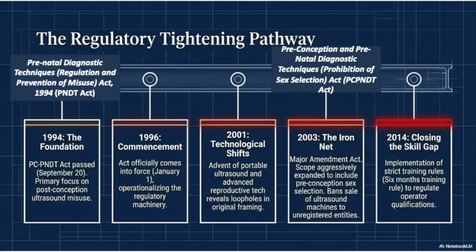The law's history shows a steady tightening of regulation. It began in 1994 as the Prenatal Diagnostic Techniques Regulation and Prevention of Misuse Act, focused mainly on post conception ultrasound misuse. It came into force on January 1st, 1996. By 2001, portable ultrasound and advanced reproductive technology exposed loopholes in the original law. In 2003, a major amendment renamed it the Preconception and Prenatal Diagnostic Techniques Prohibition of Sex Selection Act, expanding its scope to include preconception sex selection and banning the sale of ultrasound machines to unregistered entities. In 2014, strict training rules, including a 6-month training requirement, were added to regulate operator qualifications.